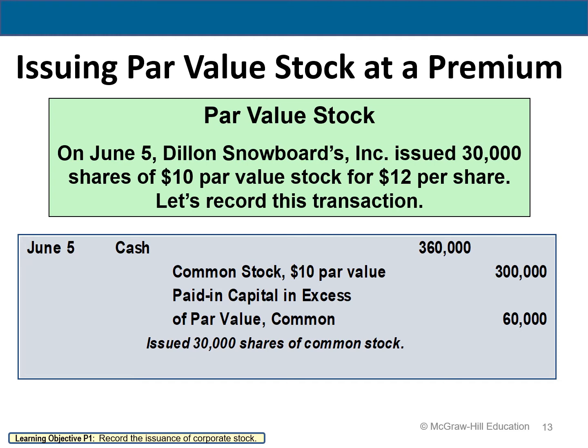So the $10 per share times 30,000 shares is where we get the common stock credit of 300,000. And then the difference between the $10 par value and the $12 you sold it for, $2 per share times 30,000, is what we credit to paid in capital in excess of par. Okay?